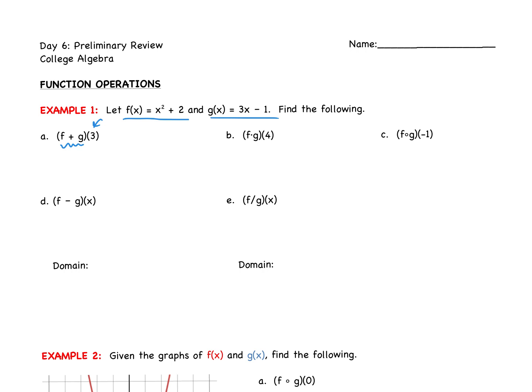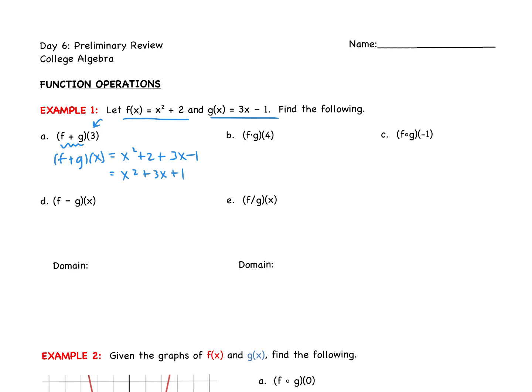What I'm going to do is start by finding f plus g of x. All that means is add f and g together. All we're doing is adding f and g together. So f is x squared plus 2, g is 3x minus 1. Now, technically that does simplify. So this becomes x squared, add 3x, add 1. That's not what we're asked for though.